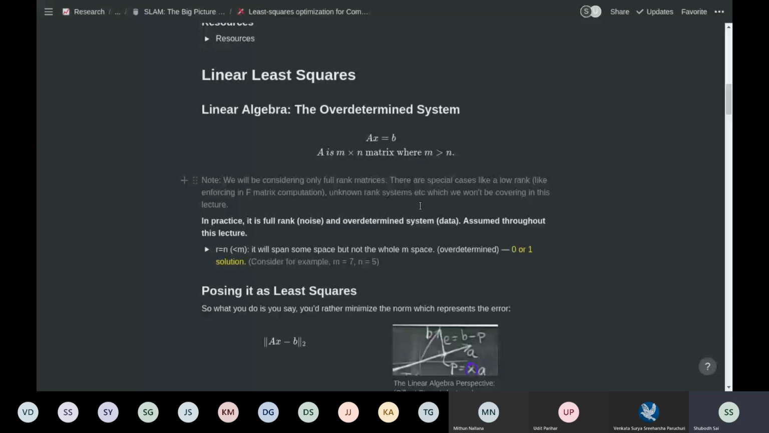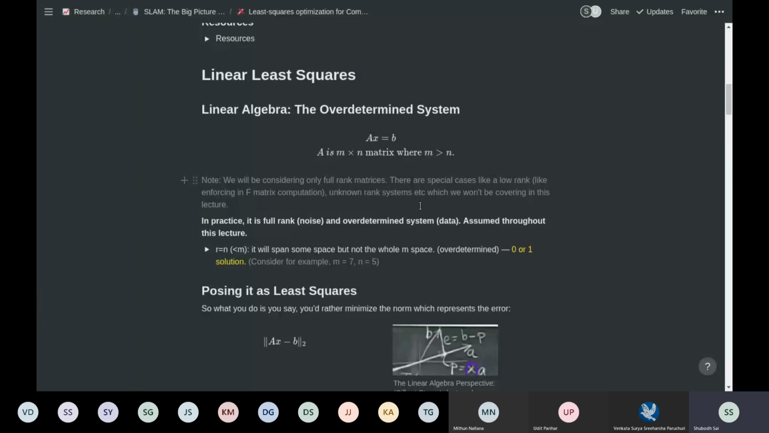There are definitely special cases like low rank. When we had to enforce low rank in F matrix computation, we used a special technique. That sort of thing won't be covered here. Also, say you do not even know the rank of a system, how do you minimize such a system? For this lecture, given time constraints, we won't be covering that. It is a full rank and overdetermined system assumed throughout this lecture.